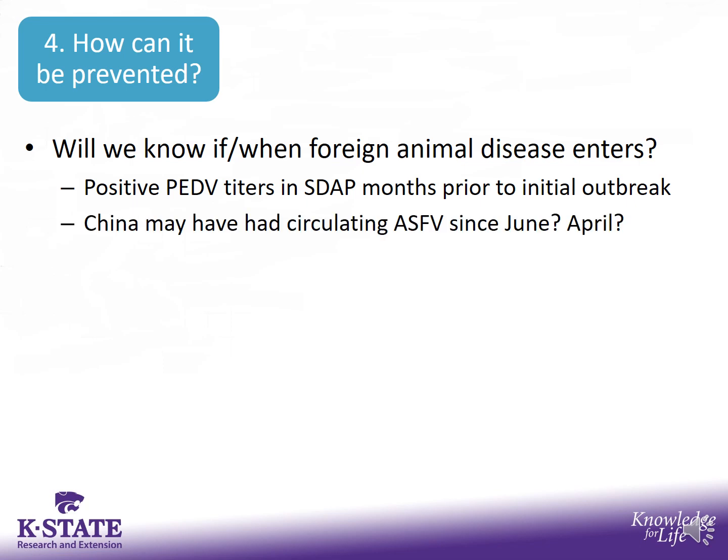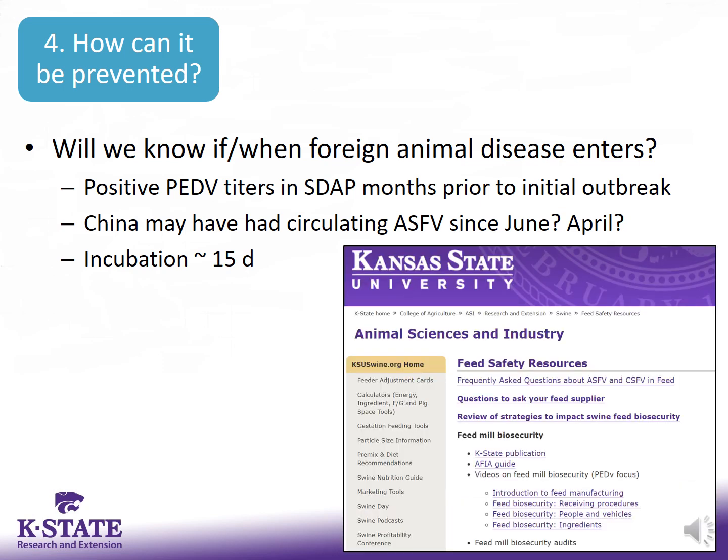Secondly, there are reports that China may have had circulating African swine fever virus since June, or maybe even as early as April, but it was not reported to the OIE until August 3rd. This, combined with the fact that African swine fever virus has an incubation period of about 15 days, means that it's possible for virus to come into the country and begin being transmitted from one location to another before animals even begin seeing disease. And so based on that, it's important and relevant to begin our efforts to ramp up biosecurity to prevent foreign animal disease transmission through feed or ingredients.